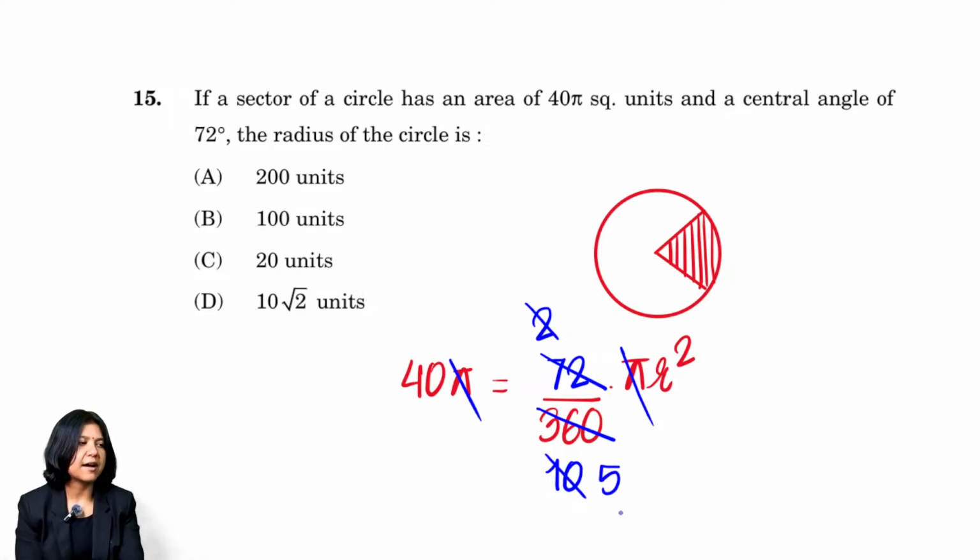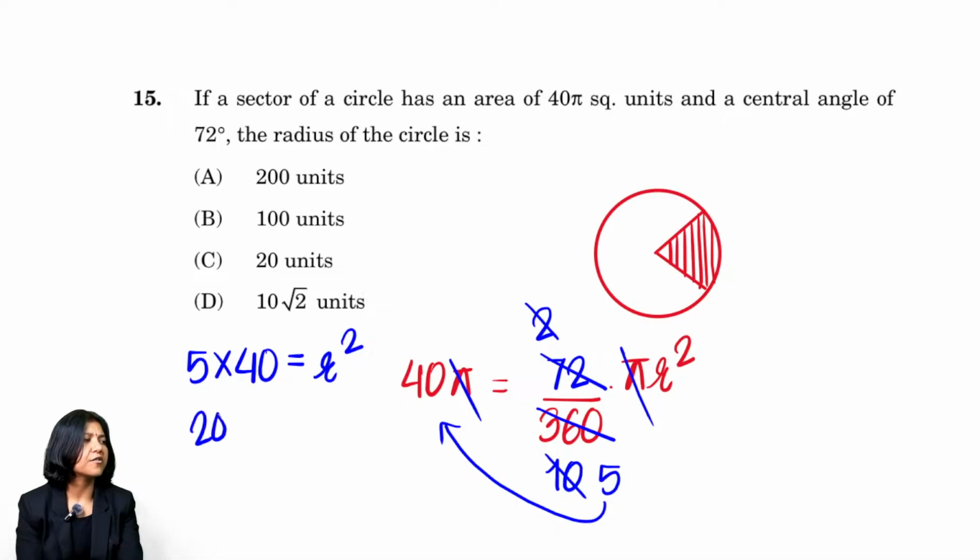So what happens now? I have r squared this side and 5 at the bottom. When you have something at the bottom, it goes to the other side to become the numerator. That is the concept of cross multiplication. You have a fraction on one side; to get rid of the fraction, always take the denominator to the other side. So 5 goes to the other side, giving you 5 times 40, which is 200. Now this 200 is equivalent to the square of r.